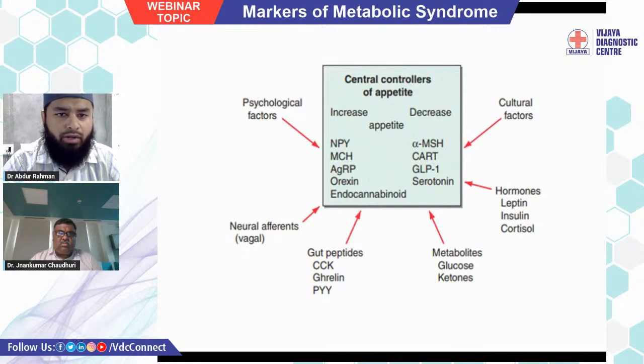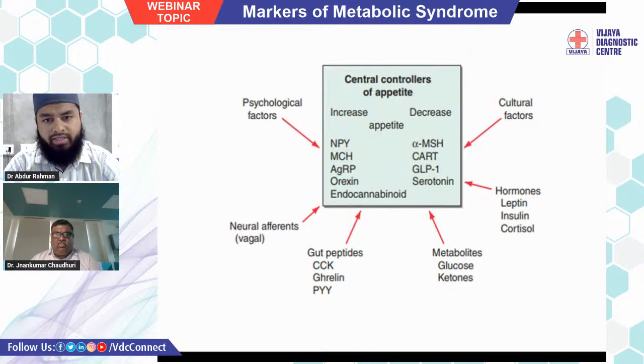Okay, let's start talking about the controllers of appetite and pathogenesis. What is the pathophysiology? We have already discussed previously that diet is one of the most common factors. Diet and obesity are extremely related. On the slide, on the right part of the screen we have the parameters which will increase our appetite, and on the left we have those which decrease appetite.